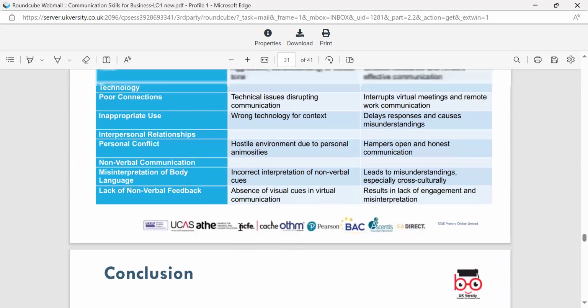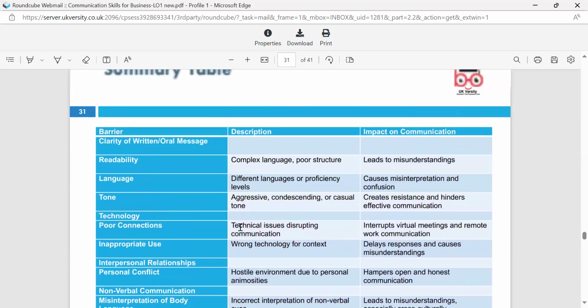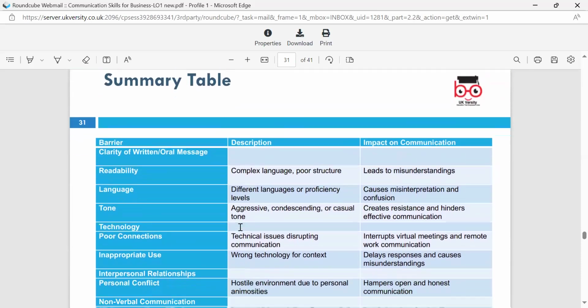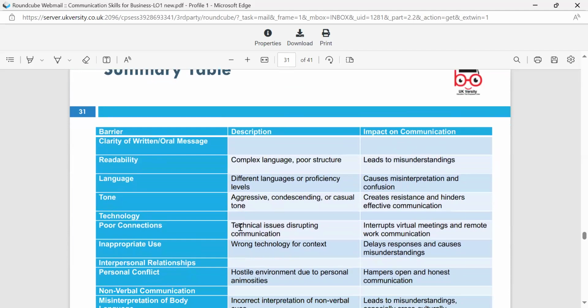So there are different barriers in place. There are also emotional barriers, where a person with strong emotions will be able to communicate effectively as compared to a person who's not emotionally mature. So there should be a perfect blend of emotions to facilitate efficient business communication.